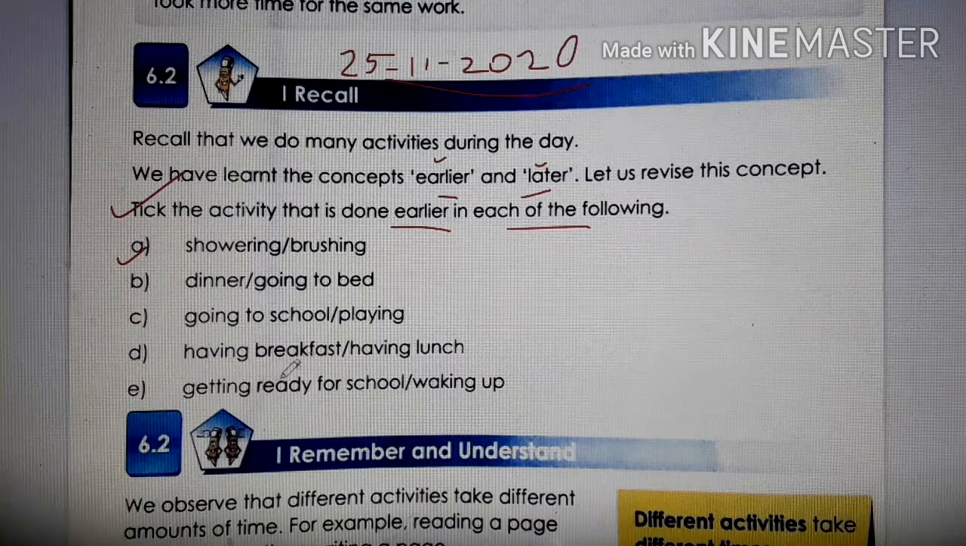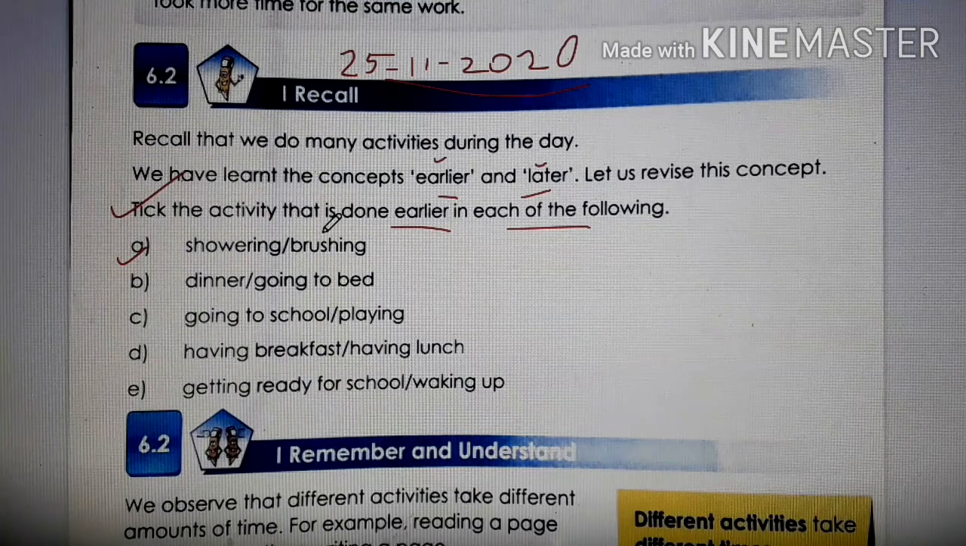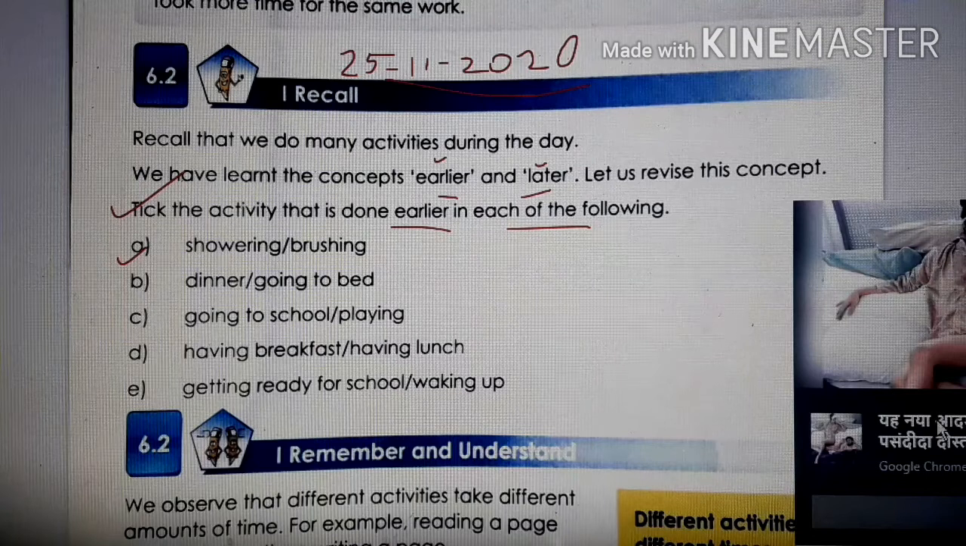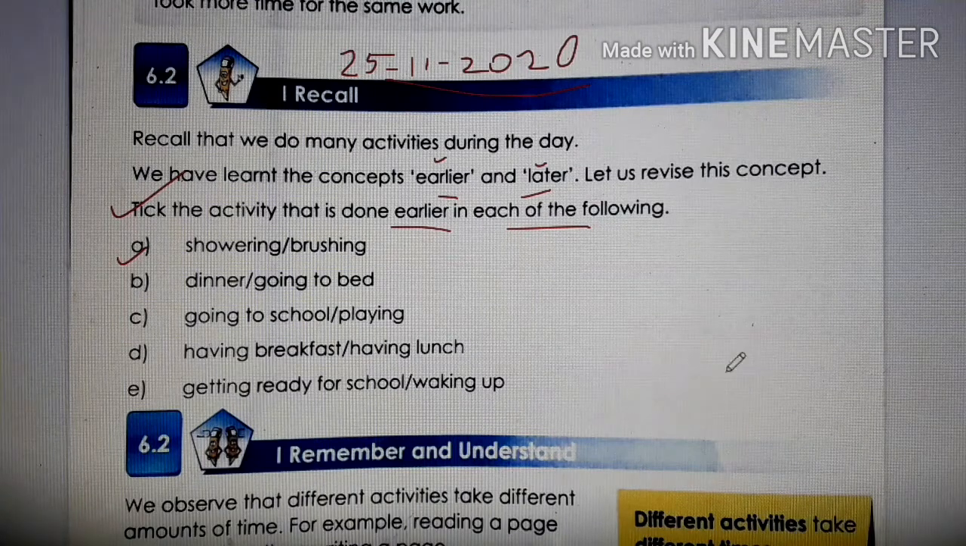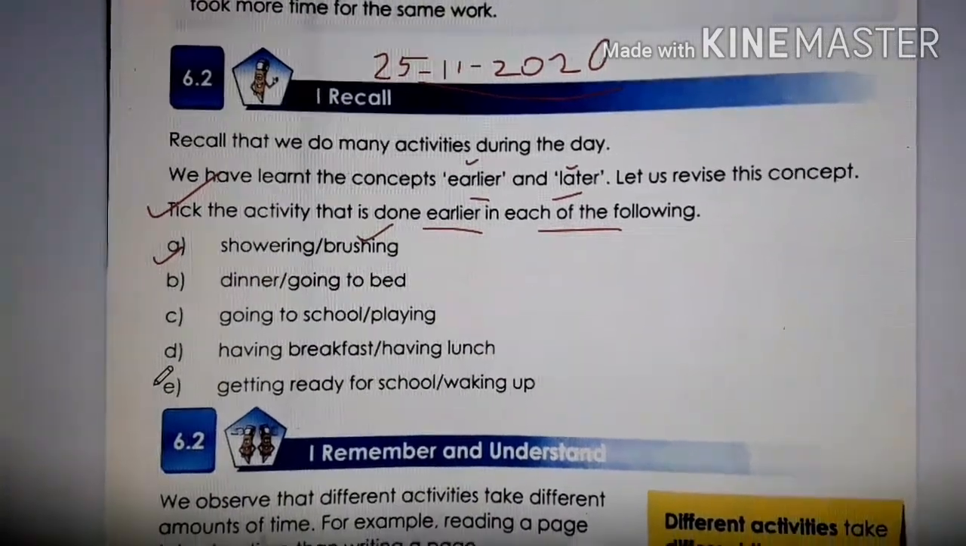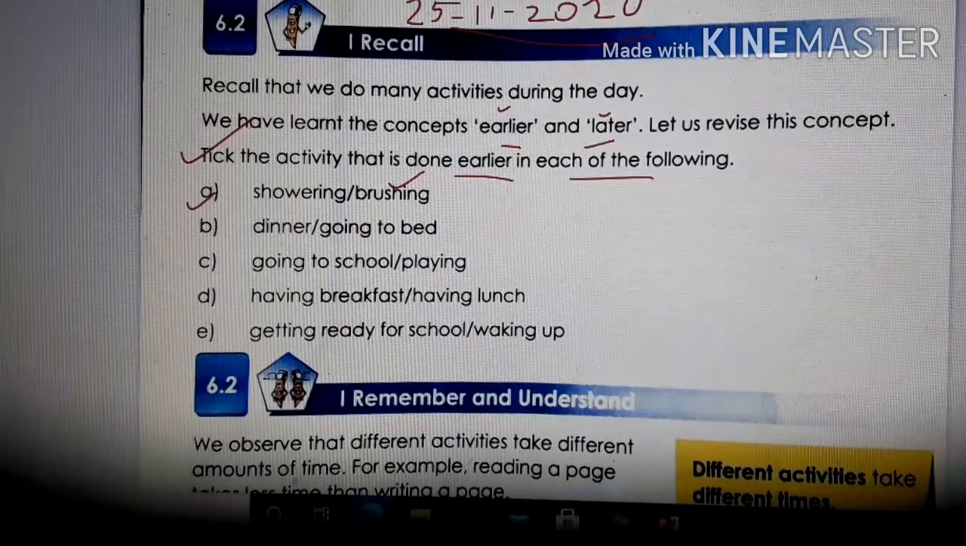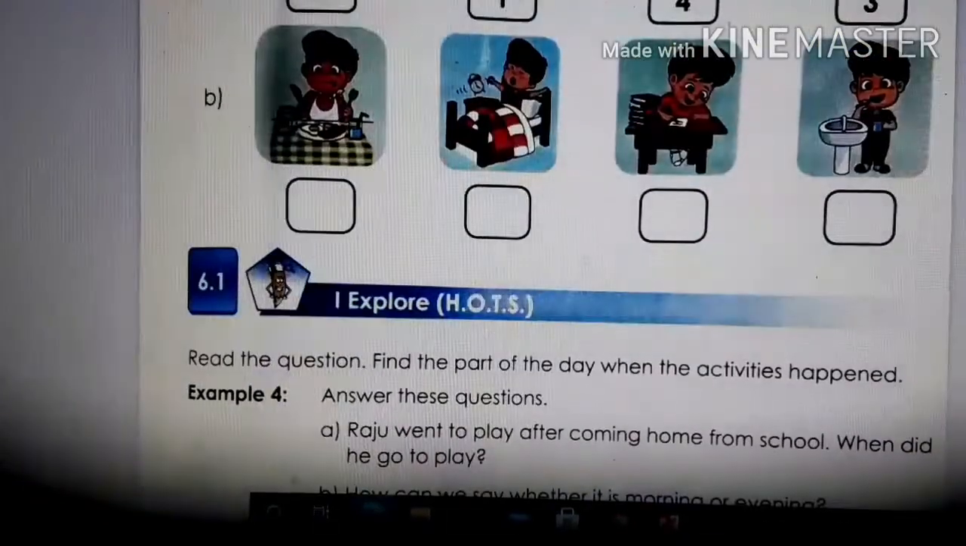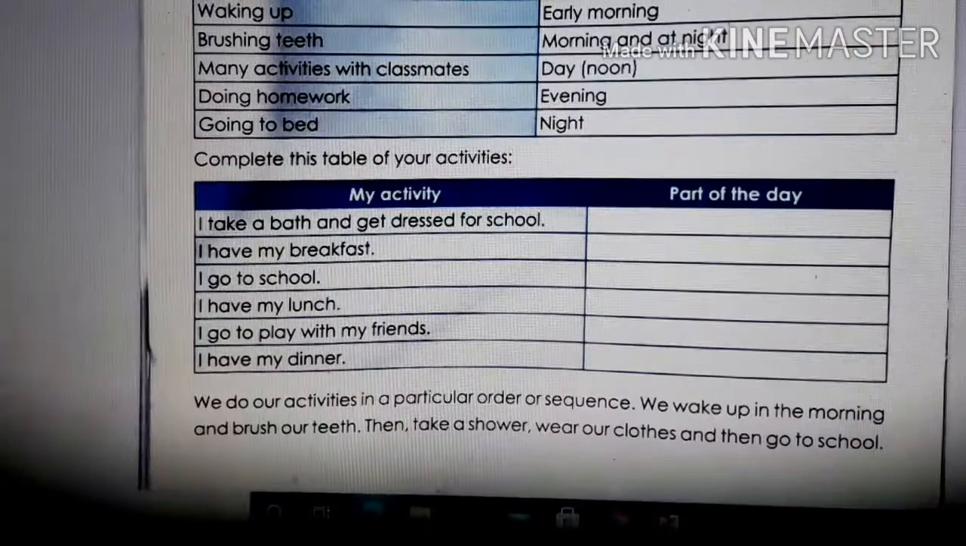These are some of the activities which we do throughout the day. You have to take the activity which we do earlier. Earlier means before. The first two options are showering and brushing. When we wake up in the morning, after waking up what do we do? We go and brush our teeth, isn't it? And then we take a shower. So children, what is earlier? Brushing. This is how you have to do the rest. Clear?